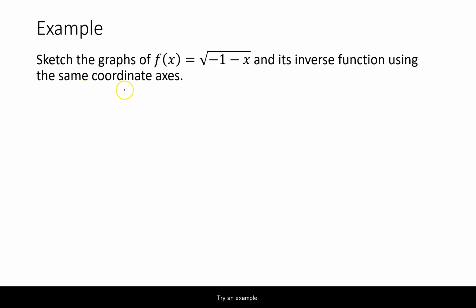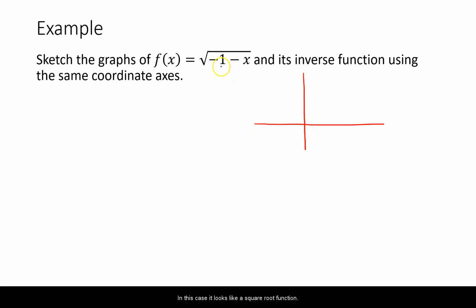Here, let's try an example which demonstrates the relationship between a function and its inverse function graphically. In this case, we want to sketch the graph of the function f of x equals the square root of -1 minus x, and its inverse function on the same coordinate axes. So let's just remind ourselves for a moment what this function might look like.